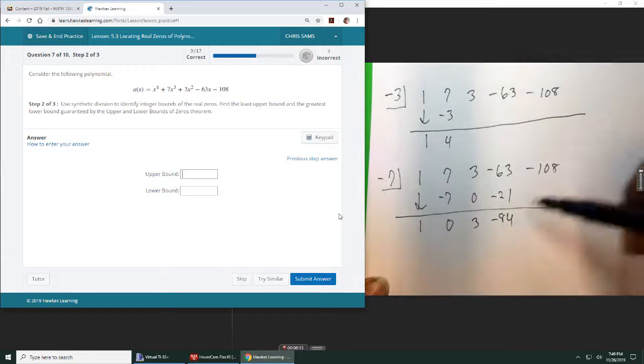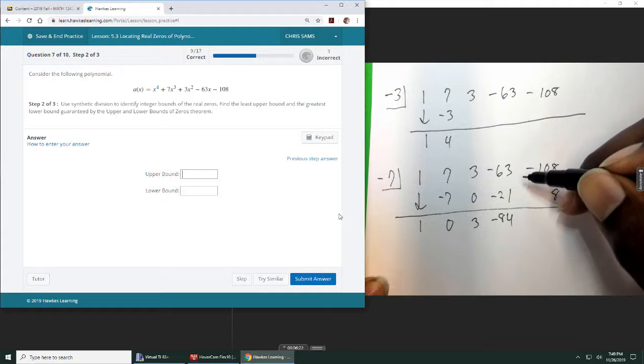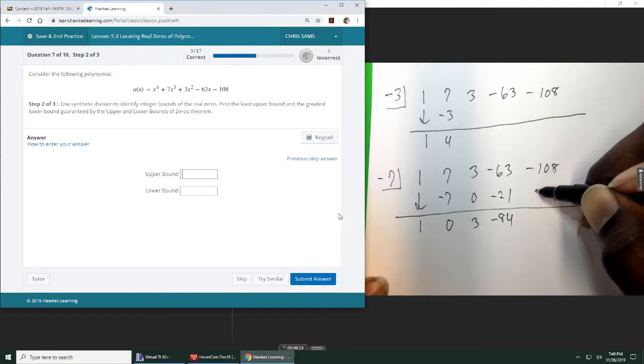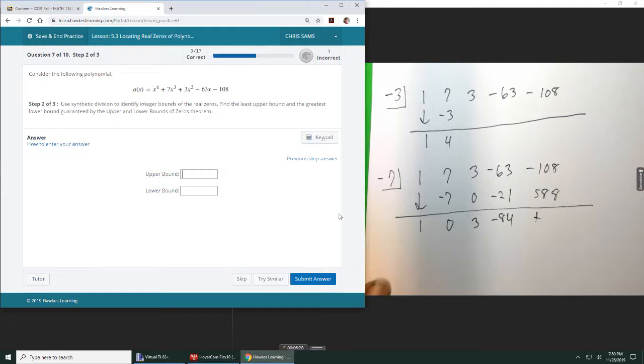Then negative 7 times negative 84 is going to be a really big positive number. Let's do it, 588. So this is going to come out positive. You don't have to actually do the math, just look at the sign. Positive, negative, positive, negative, positive. So negative 7 is going to be our lower bound.